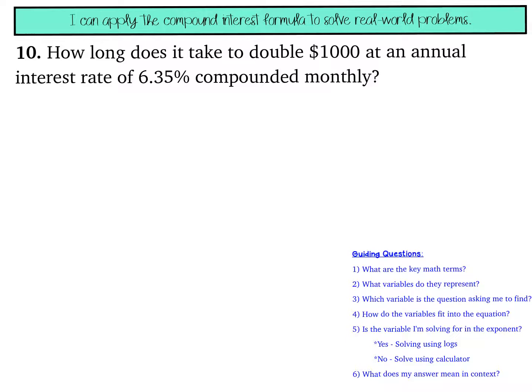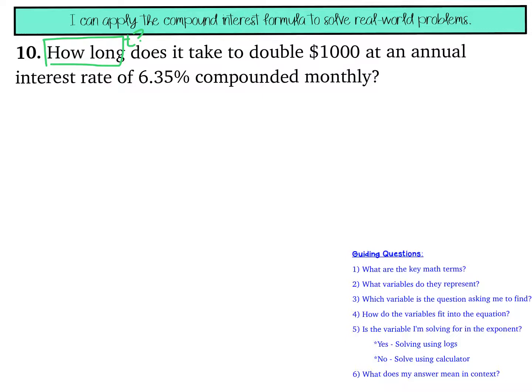So here we go. I'm going to read through and analyze what are my key math terms, what variables they represent, and which variable we're asking for. All right, so the first question is, how long does it take? Well, when I think about A, P, R, N, T, how long does it take? That's a measure of time. So what we're actually solving for now is time. So that means we're going to be given everything else, including the output. If I'm no longer given the input of time, that means I'm going to be given the output, or what that balance is after that certain amount of time.